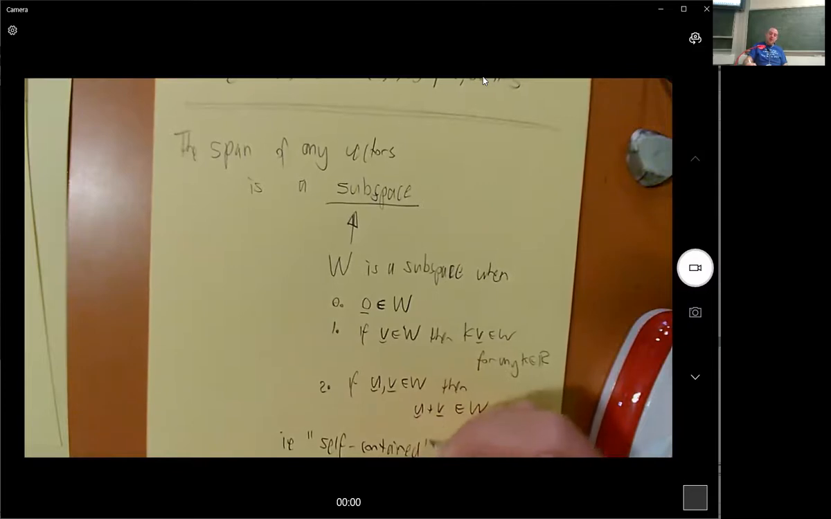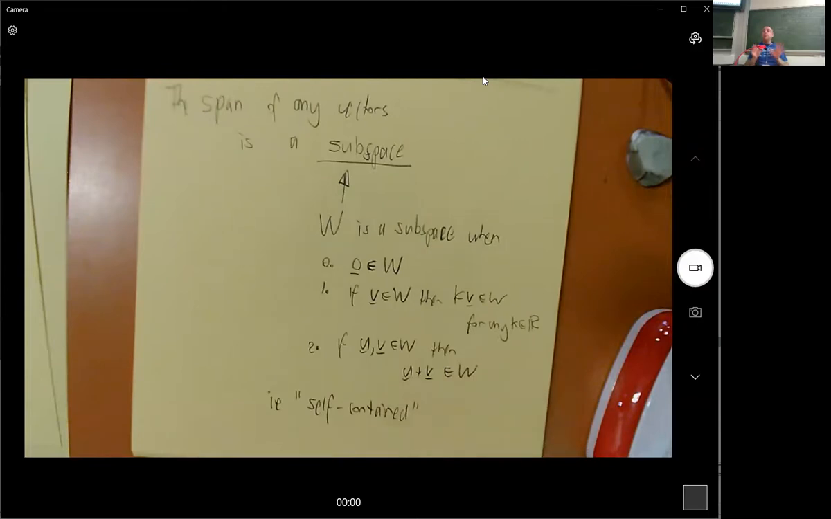I put that in inverted commas because if you're in your exam and they ask, what's a subspace? Don't say it's self-contained. That's not fancy enough. This is the fancy version. Okay, so that's what a subspace is.